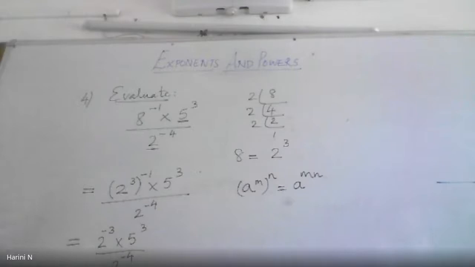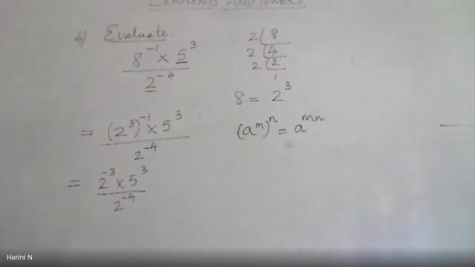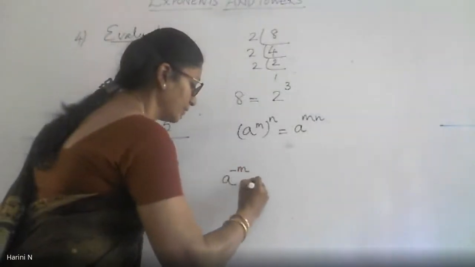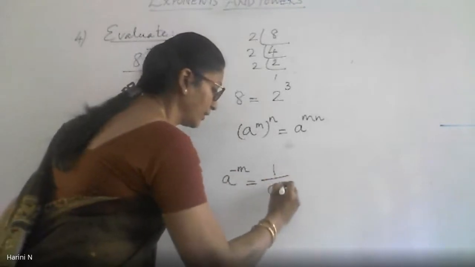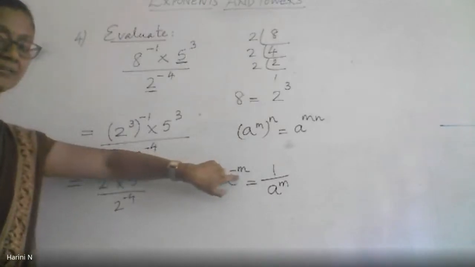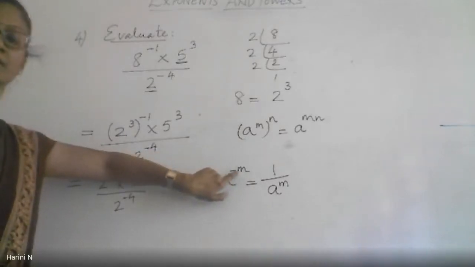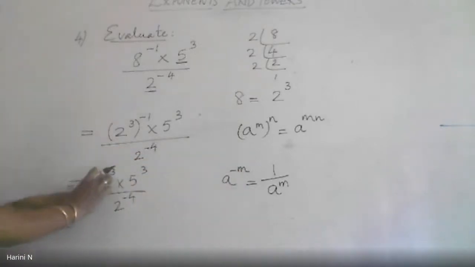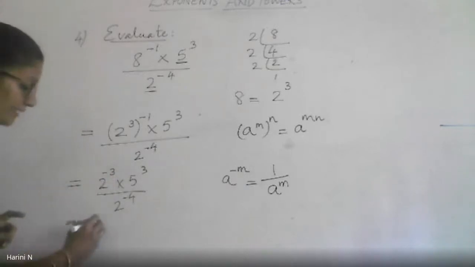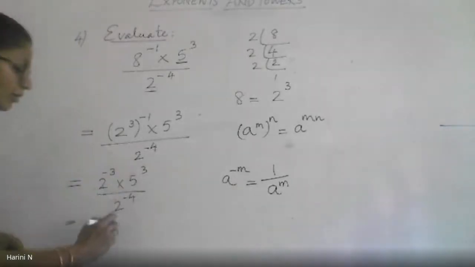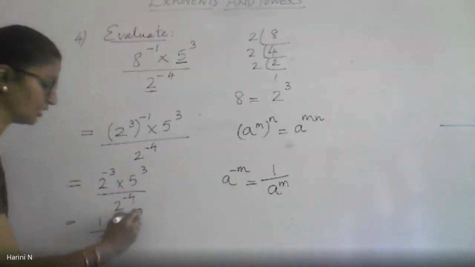So when you have a negative exponent, I have given you one more law. You can convert it into a positive exponent by taking its reciprocal. That is, if you have a to the power negative m, you can write it as 1 by a to the power m. Correct? So if the exponent has a negative and you want to convert that negative power to a positive power, you have to take its reciprocal. So here also I have 2 to the power negative 3, so I will write it as 1 by 2 to the power 3. Correct? 5 I already have as a positive exponent, so no change.